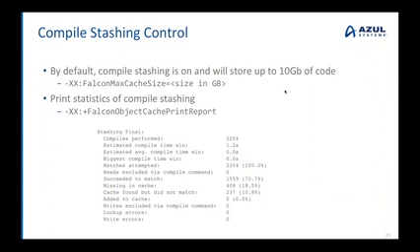Now, in terms of controlling this, we can set the size of the stash that we want for our code. By default, it is a pretty hefty 10 gigabytes. You can make it smaller if you want, you can make it bigger if you want, and you can also get statistics printed out about the way that the compile stashing is working. You can see how many compiles were performed, you can see how much compile time was involved, how many matches you got, how many misses you got, all the sorts of things that will show you how well compile stashing is working for your application.